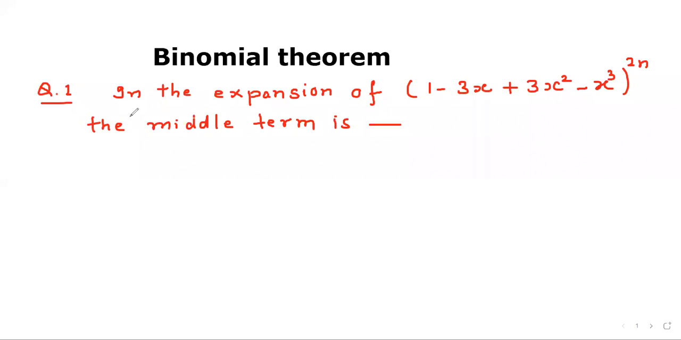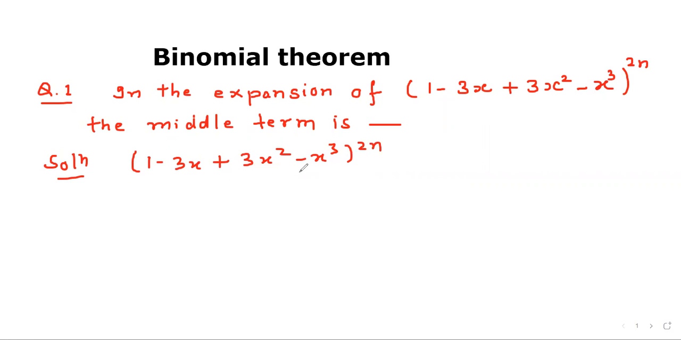Binomial theorem. Question number 1. In the expansion of (1 minus 3x plus 3x squared minus x cubed) whole power 2n, the middle term is. So here, (1 minus 3x plus 3x squared minus x cubed) whole power 2n.